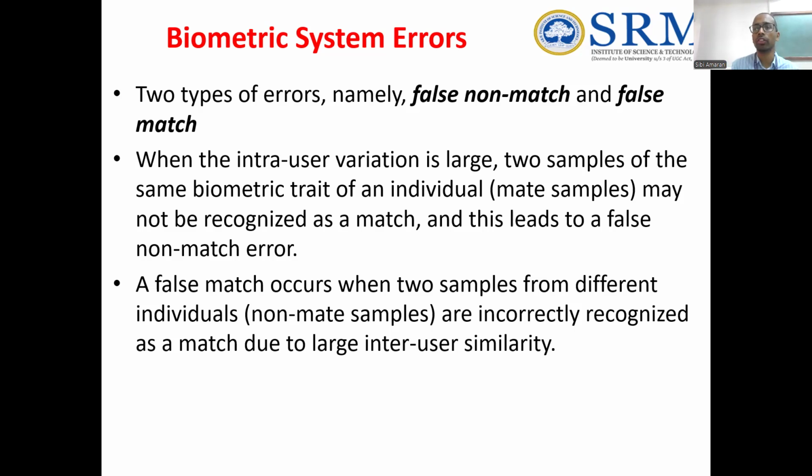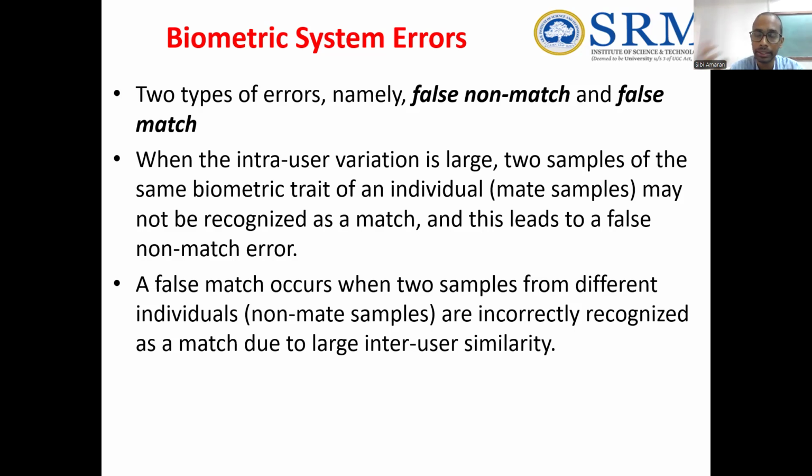So, what is a false non-match? Two samples of the same biometric trait of the individual may not be recognized as a match. This leads to the false non-match error. What does it represent? I'm going to take a sample of one individual, and after 10 or 15 seconds, I'm going to take a sample of the same individual.